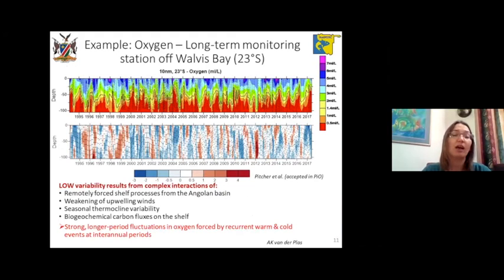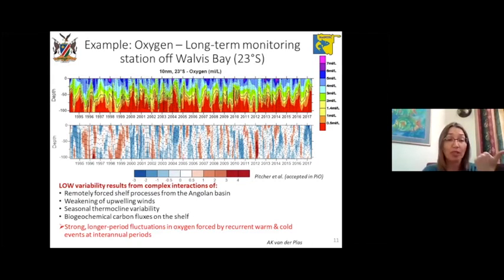So here I just show again the Walvis Bay long-term monitoring, just for a particular station that we have, which is the 10 nautical mile station. It's a relatively shallow station, just 100 meters deep. But you see here from 94 till 2017, there's a lot of variability. And this low oxygen water variability results from complex interactions over the shelf.